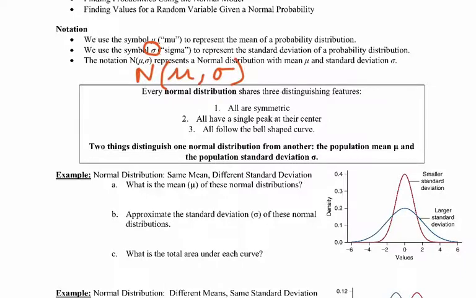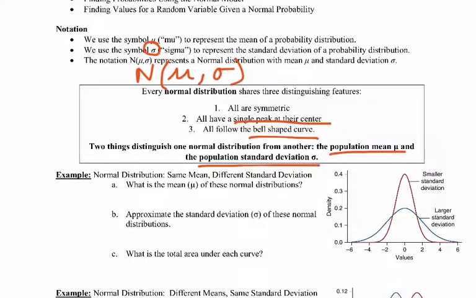A few important features of a normal distribution. It's symmetric, so they always follow a bell-shaped curve. You remember we talked earlier in the course about distributions that are symmetric, and we just used symmetric as a generic term. We can have distributions that are symmetric that aren't normal, but all normal distributions are going to be symmetric and follow a bell-shaped curve, and they will all have a single peak. They're always unimodal, with a single peak at their center. Two things that distinguish one normal distribution from another are the population mean, which mu represents, and the standard deviation, which is represented by sigma.